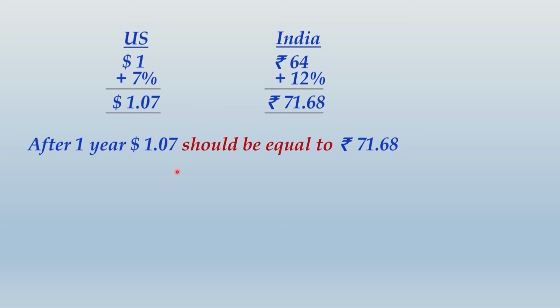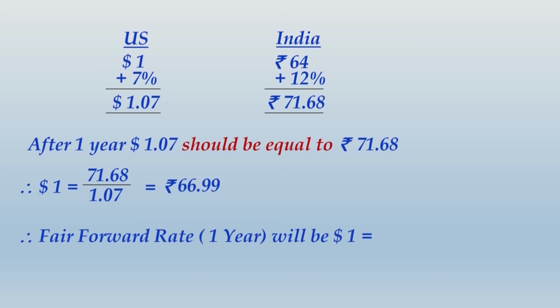So if $1.07 should be equal to rupees 71.68, what should be the value of $1? The value of $1 should obviously be 71.68 divided by 1.07, and that comes to rupees 66.99. So what we conclude is, therefore, the fair forward rate for 1 year will be $1 equals rupees 66.99.